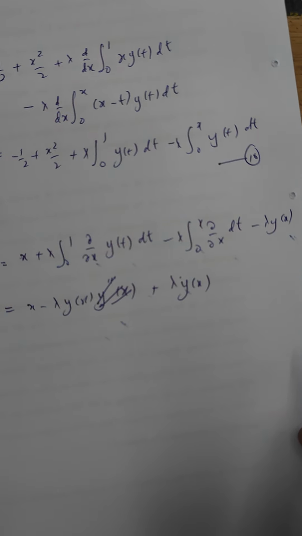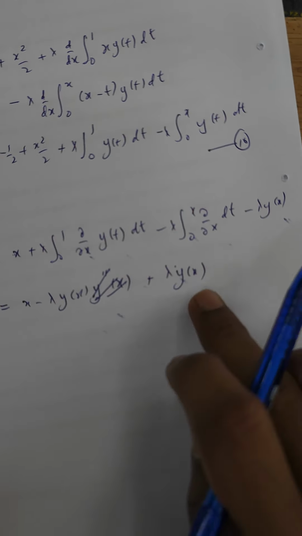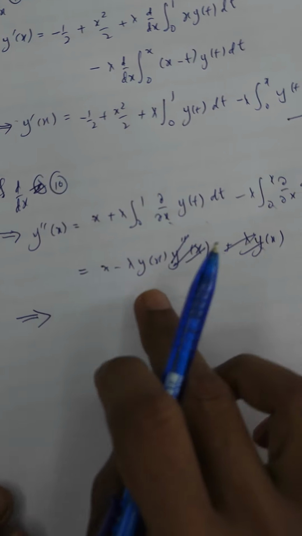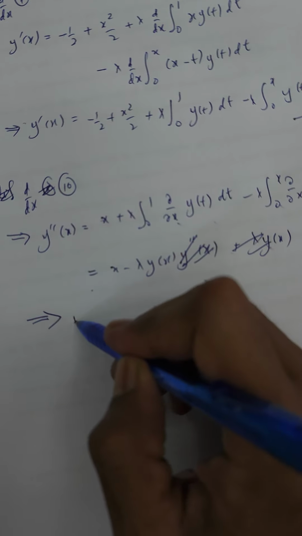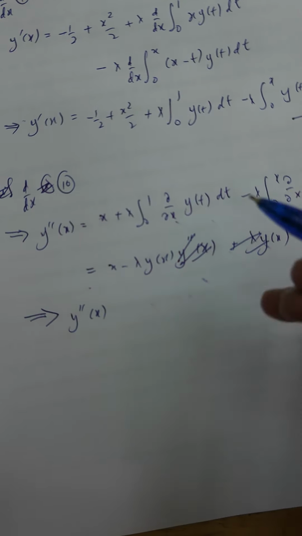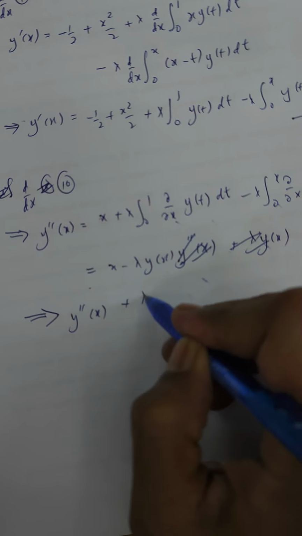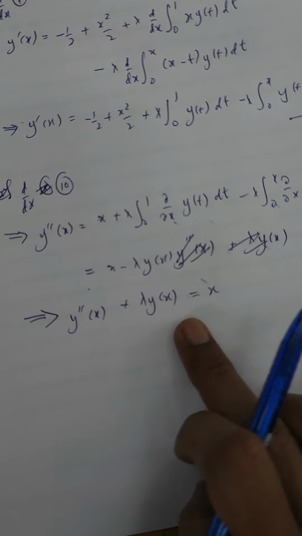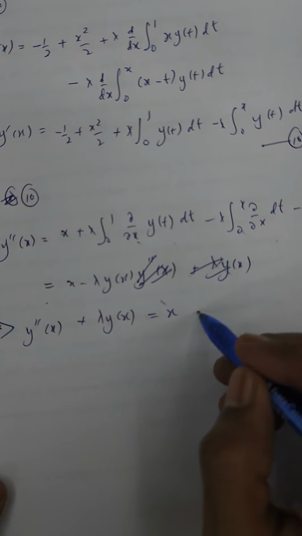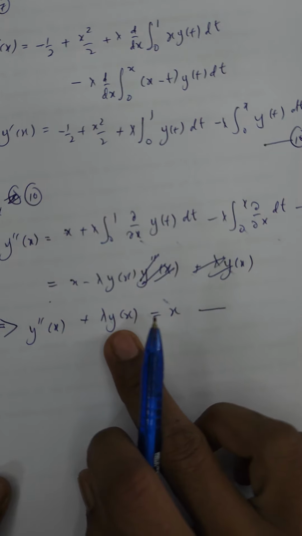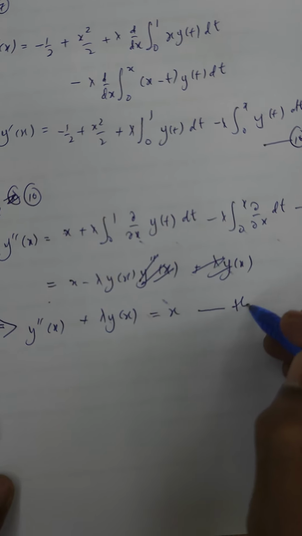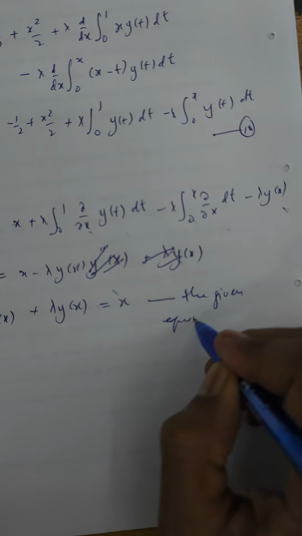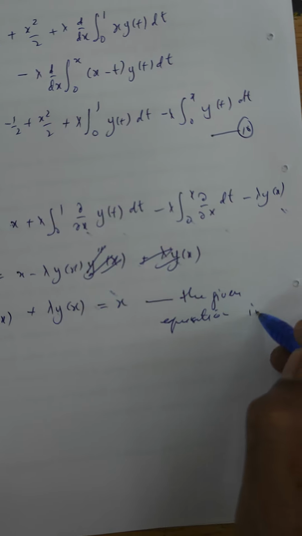Alright, no, we don't have those. So that gives you, from there we have y double prime x plus lambda y(x), that's correct, now equal to x. So this is the given equation in the question.